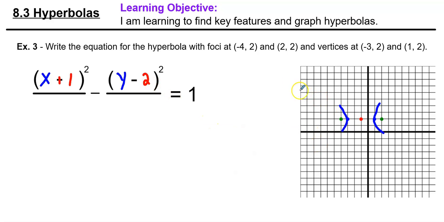And now I can find the distance between my vertex and my center, which appears to be 2 units. And so if I were to square that, I would get a 4 underneath my x variable.